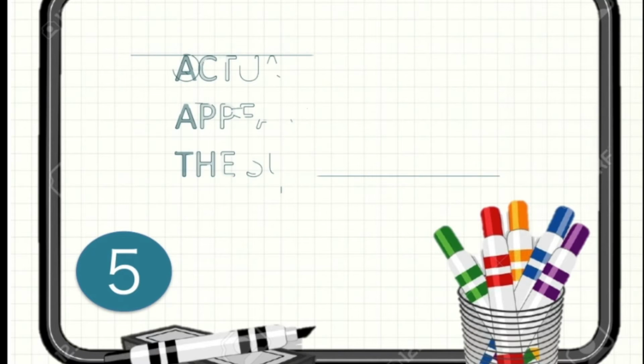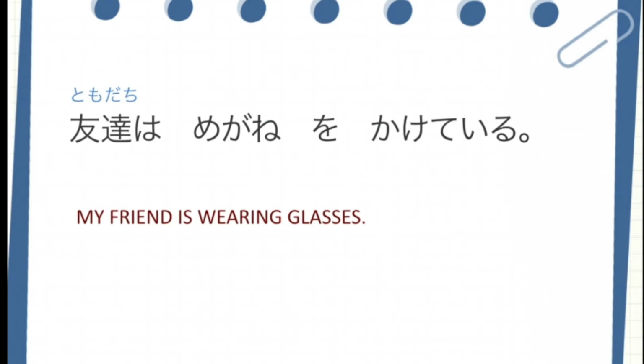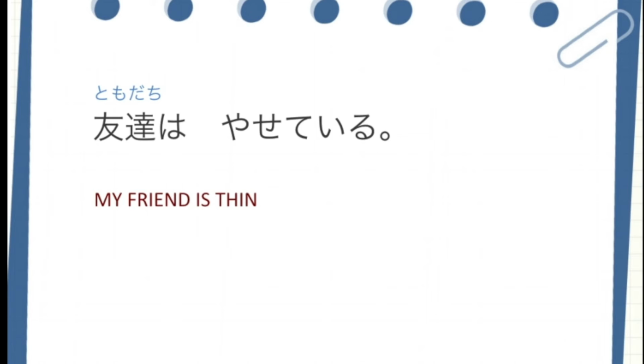Next, number 5. The actual state or appearance of the subject. For example, Tomodachi wa megane o kakete iru. My friend is wearing glasses. It means that my friend is in the state of wearing glasses. Another example, Tomodachi wa yasete iru or yasete imasu. My friend is thin. It means that my friend is in the state of being thin.